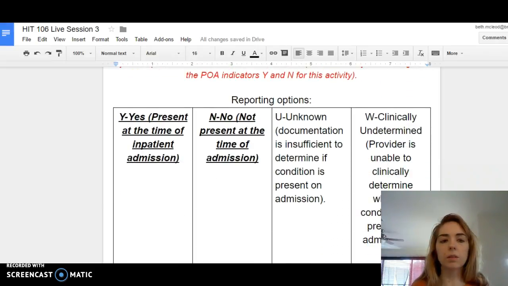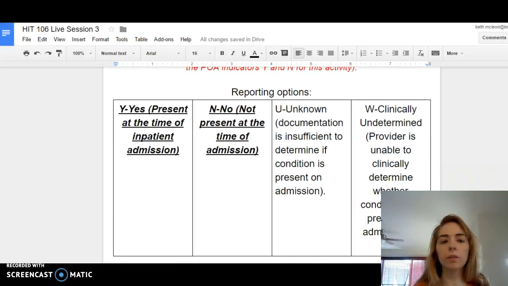The other options for reporting POA indicators are N, no, not present at the time of admission; U, unknown, so documentation is insufficient to determine if it was a POA; and then W, clinically undetermined, so the provider was unable to determine if it was present on admission or not.